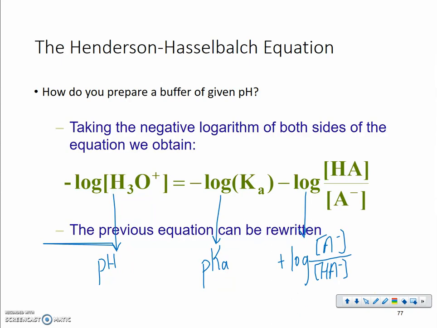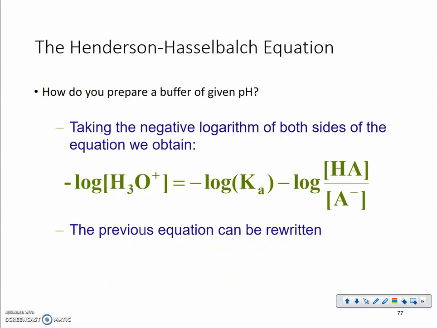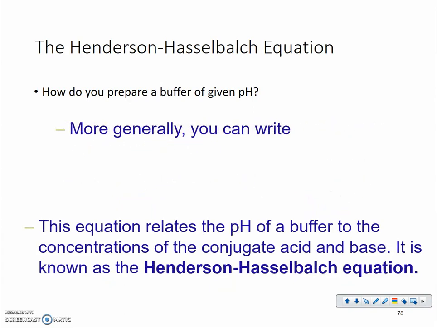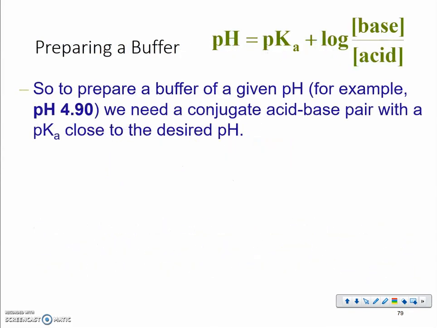So we can rewrite this expression with this formula here. The pH for a buffer solution is equal to the pKa plus the log of your amount of base over your amount of acid. This is called the Henderson-Hasselbalch equation, which is just how we can relate the pH of a buffer using the conjugate base and conjugate acid.